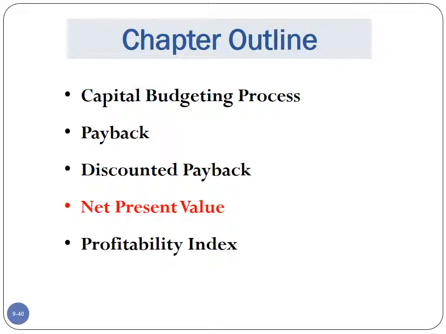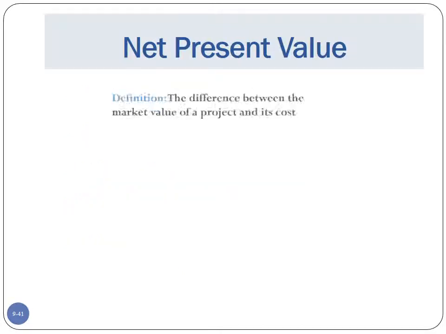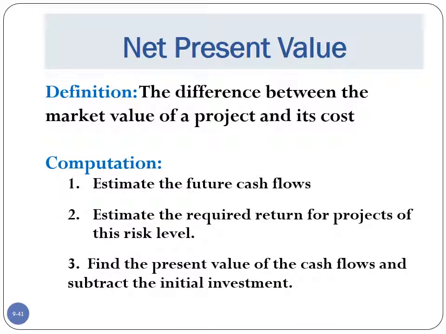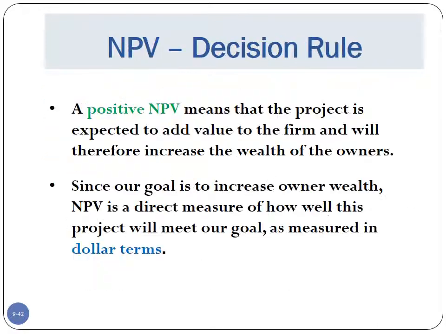Okay, let's look at net present value. Net present value is the difference between the market value of a project and its cost. This is a very important definition, the difference between market value and its cost. So how do we determine that? We estimate the future cash flows, we estimate the required return for projects of this risk level, and we find the present value of the cash flows and subtract the initial investment. So it means net. It's net of initial investment at present values.